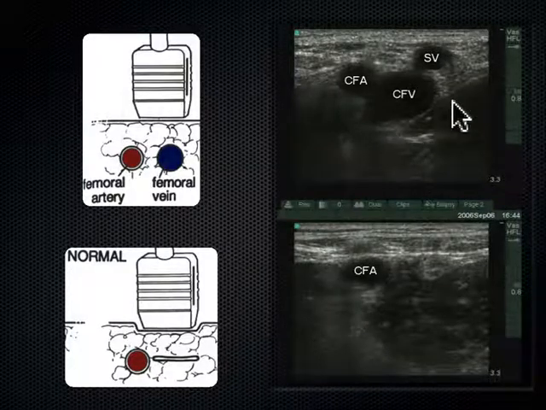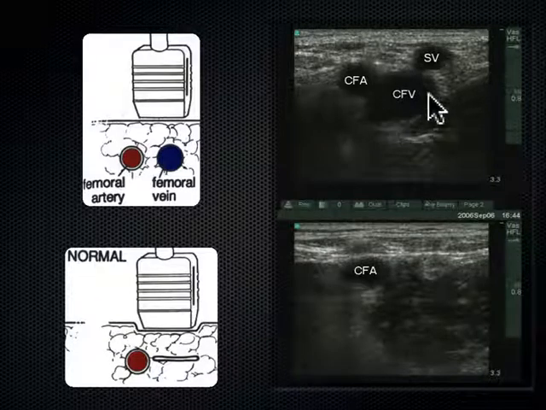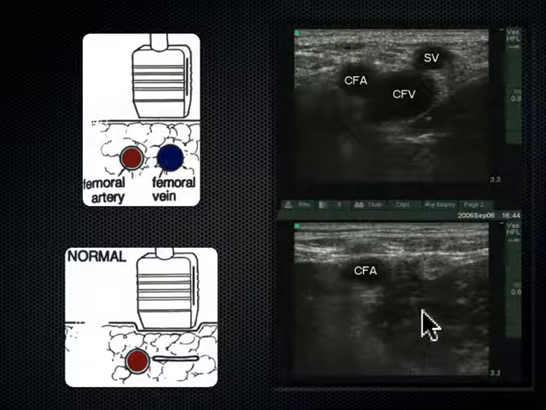And this is an example here of without compression. Down here is with compression. We can see here the saphenous vein as it joins into the common femoral vein, very proximal. And this is our common femoral artery without compression. And then we push those, compress those structures down. The veins totally collapse, therefore there's no blood clot.